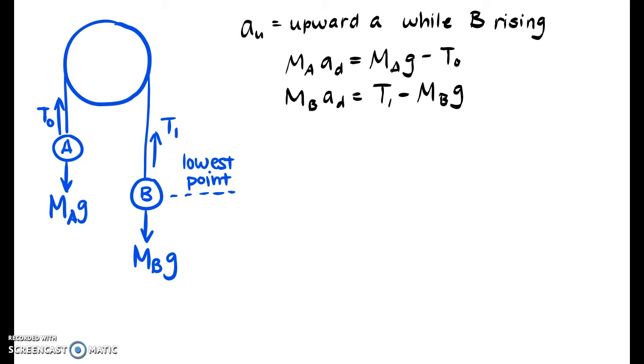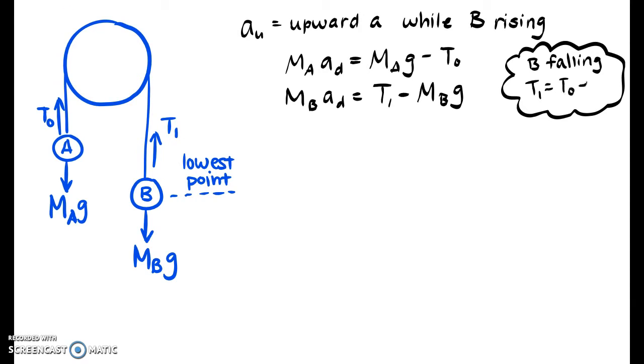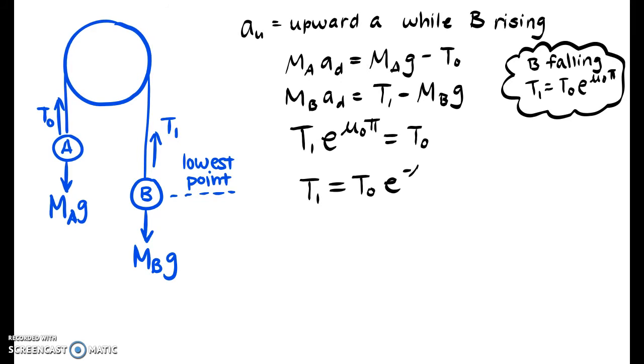And the only thing that is different is that last time, when we were talking about B moving downward, so when B was falling, our relationship between the two tensions was that T1 was equal to T0 times e to the mu 0 pi. But now we have T1 times e to the mu 0 pi is equal to T0, or in other words, T1 is equal to T0 times e to the negative mu 0 pi. So we simply divided by e to the mu 0 pi on both sides, or we multiplied by e to the negative mu 0 pi on both sides. Both of those actions are equivalent.